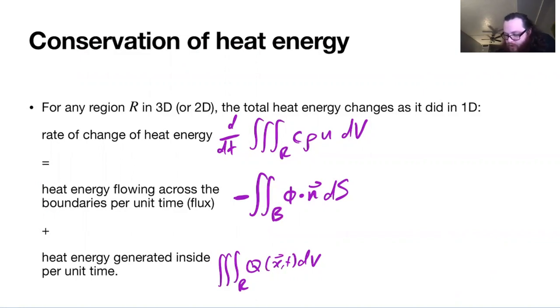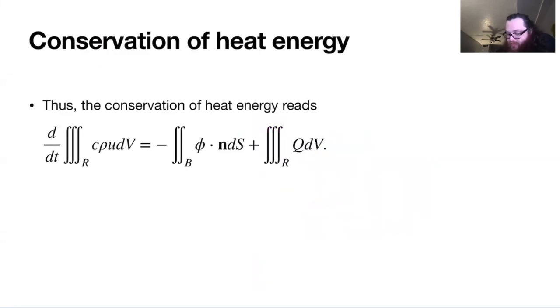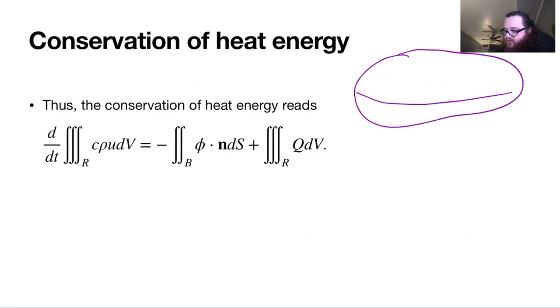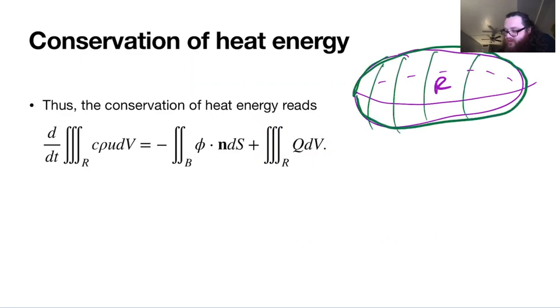Okay, so putting that all back together, ignoring some of these arguments, the conservation of heat energy, and here I'll sketch what this looks like in 3D. So this is going to be a region R, and then the boundary is what you have up here, together with these pieces, whatever. So the boundary is just the shell, and R is the shell together with the interior. The change in heat energy is going to be the total contribution of the flux across the boundary plus the source term. Okay.